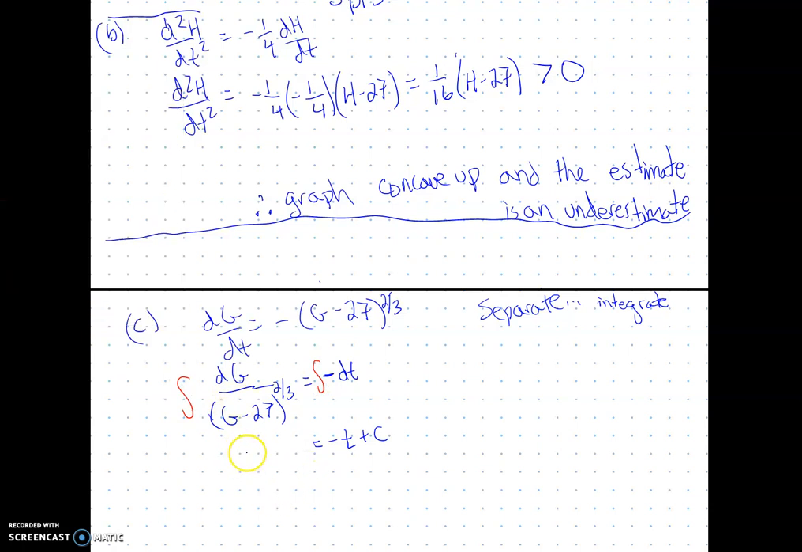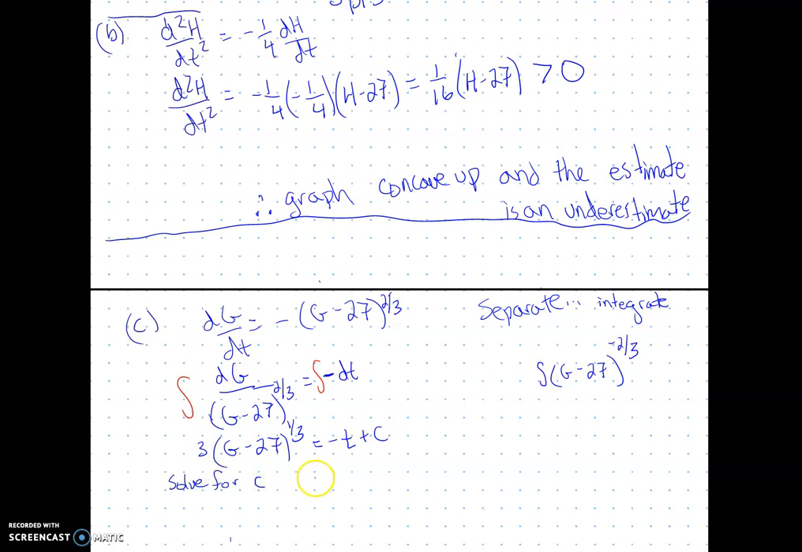When I integrate this g minus 27 to the 2/3, I can think about that off to the side here. This is g minus 27 to the negative 2/3. So we're going to add 1 and then divide by that value. So this becomes 3 times g minus 27 to the 1/3. Now what am I going to do? Now that I have it at this point, I'm going to solve for C.